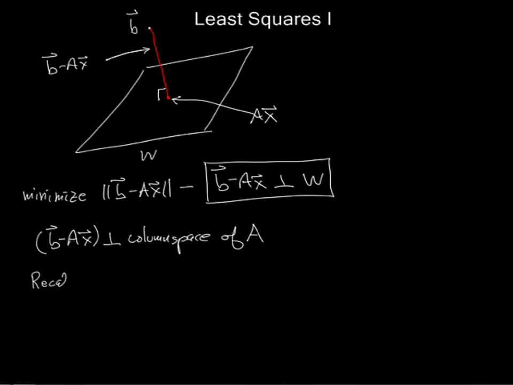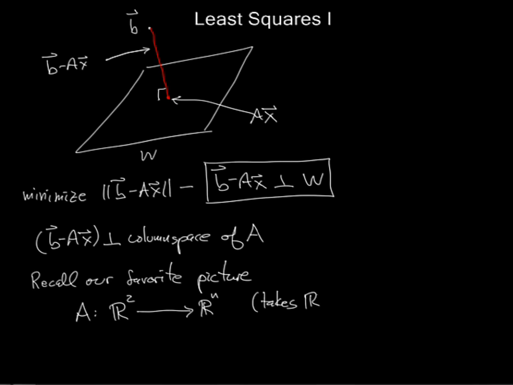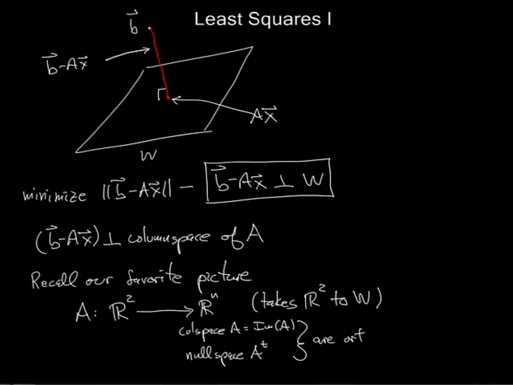Now, when you see perpendicular and column space, you say to yourself, what's this business with the four fundamental subspaces? Let's recall our favorite picture. A is this map from R2 to Rn. It's taking the plane R2, the xy variables, to this plane W. And over here on the image side, we have the column space of A, which is this image of A, which is this W. And we also have the null space of A transpose. And one of the key facts is that these two are each other's orthogonal complements.